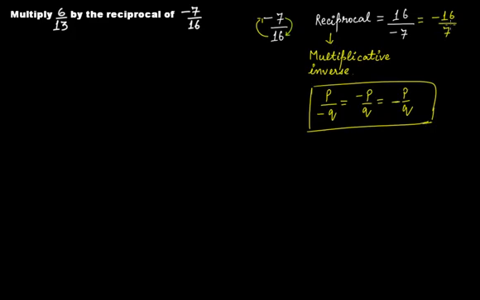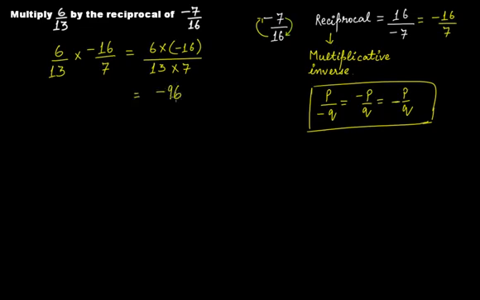Okay, so minus 16 over 7, if you multiply minus 16 over 7 with 6 over 13, because we have to multiply by the reciprocal of minus 7 over 16, you get 6 times minus 16 and 13 times 7, which is minus 96 by 91. So this is your answer.